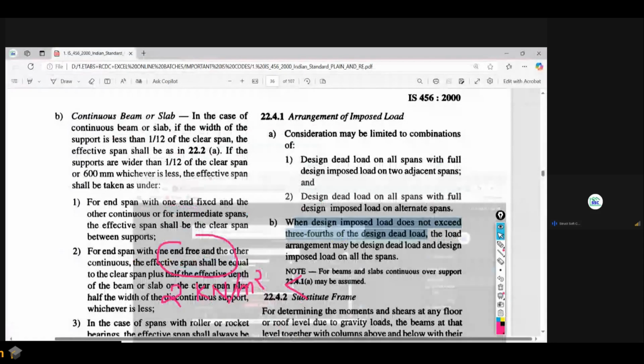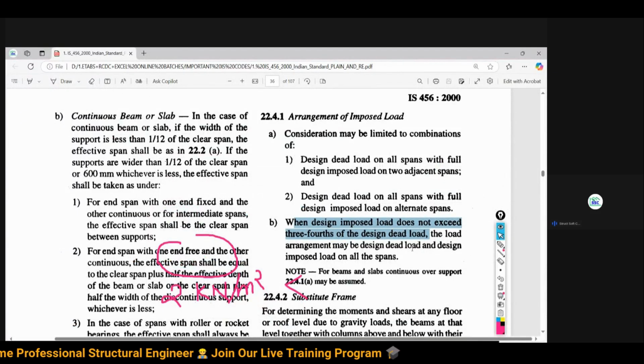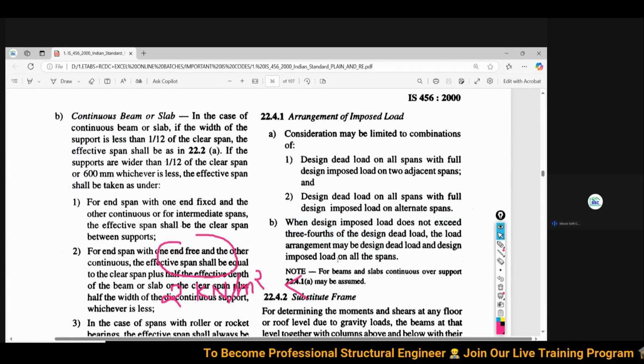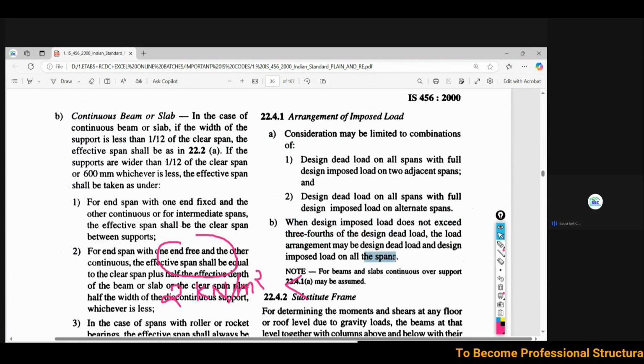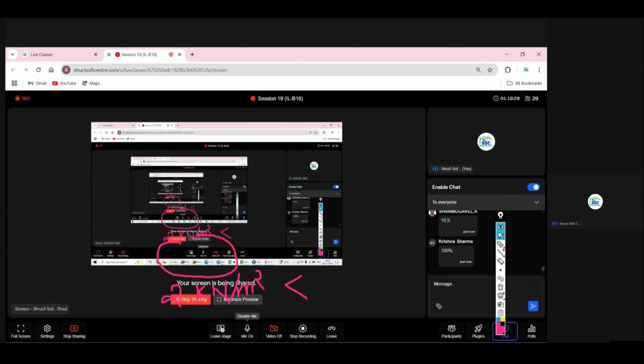Yes or no? If such a condition holds, when this situation is proved, then the load arrangement may be design dead load, meaning 100% dead load plus design imposed load on all spans, meaning no reduction is recommended. Right or wrong? Have you got this statement? Now tell me.